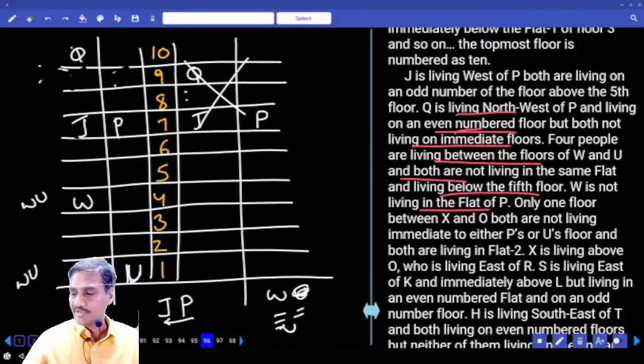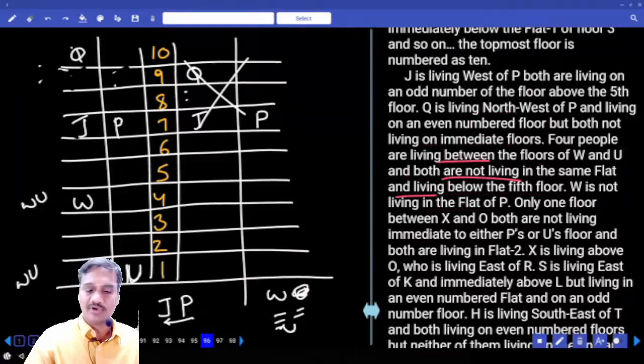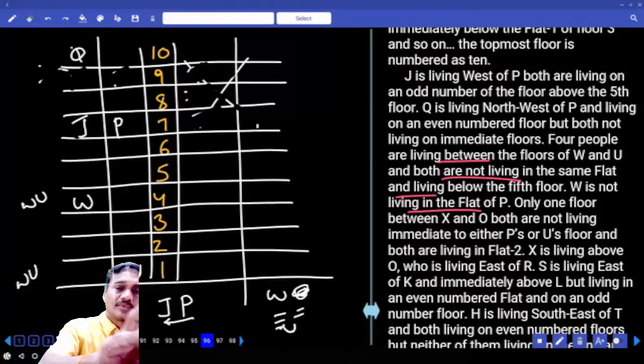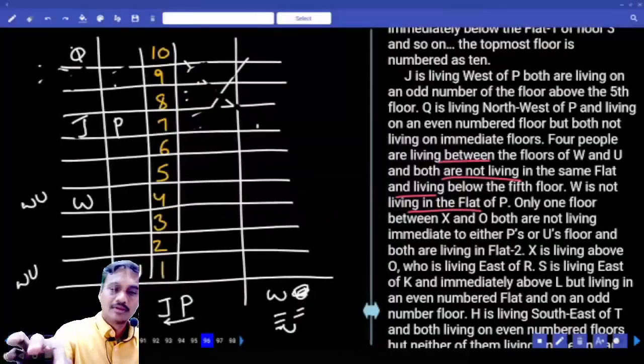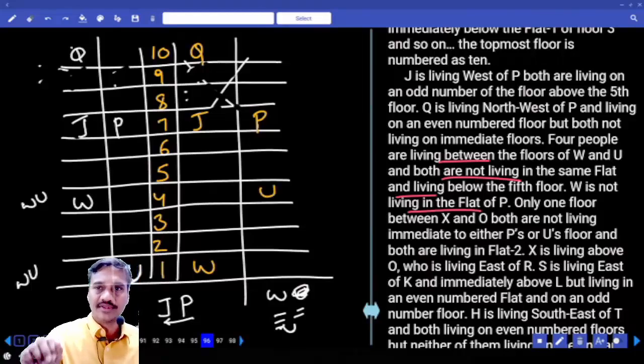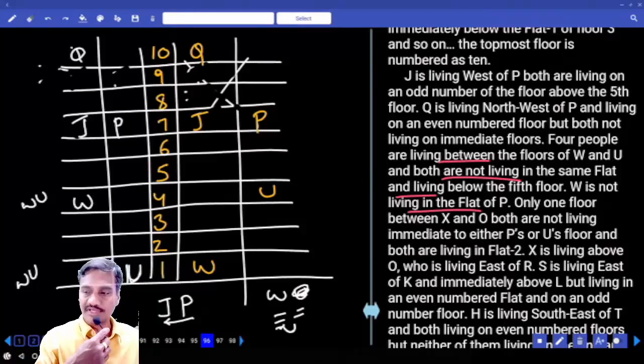And 4 people are living between the floors of W and U. Both are not living in the same flat and living below the 5th floor. W is not living in the flat of P. Now here we get 2 possibilities. And what are the possibilities we have? The other possibility. Then in this, now J, this is P, now this is Q. Now if W is here, then U will be here. And there are 2 possibilities. U and W, there are 4 persons. These 2 persons are not living in the same flat.